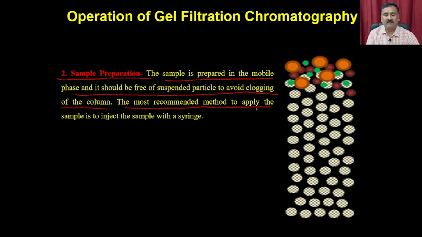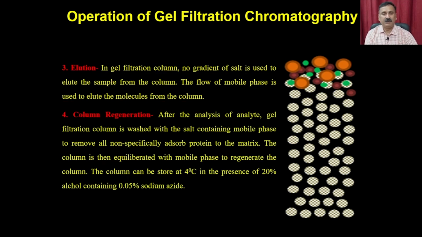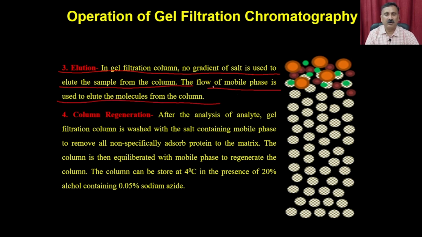The most recommended method to apply the sample is to inject the sample with a syringe. Then you have to do the elution. In gel filtration, no gradient of salt is used to elute the sample from the column. The flow of mobile phase is used to elute the molecules from the column. And once the gel filtration is over, you can do the column regeneration.